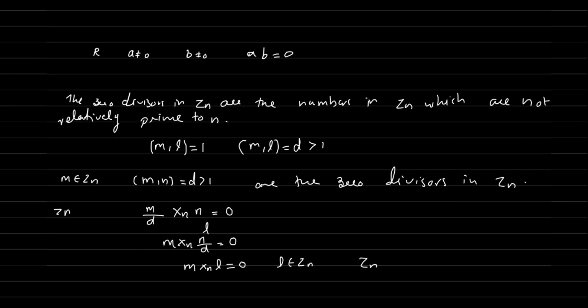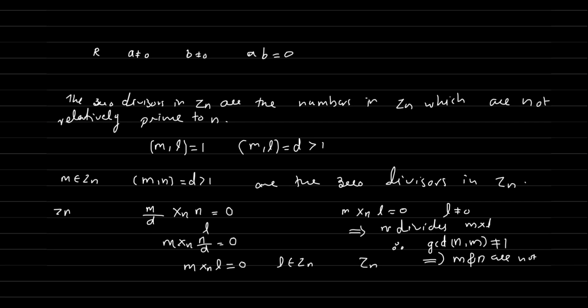And in reverse, if an element m is a zero divisor in Zn, then we know that m multiplication modulo n L is equal to 0 for some non-zero number L, which implies n divides m times L. Therefore, the GCD of n and m is not equal to 1, which means m and n are not relatively prime. So we can say that these are the only zero divisors in Zn.